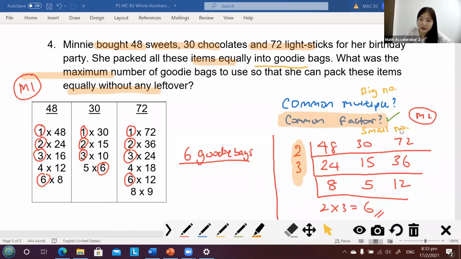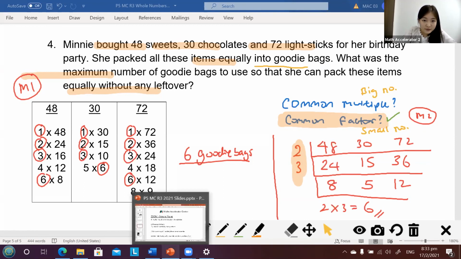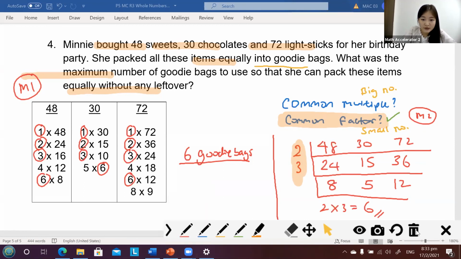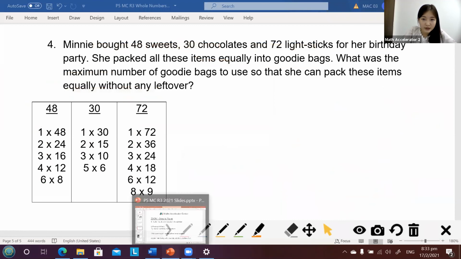Okay, great. But for method 2, if you are not sure how to do it, I suggest you do the listing. Yeah, listing takes long time. But method 2, you must make sure you know how to do it. Okay, great. So I'll clear this first. If you still need it later, you ask me.